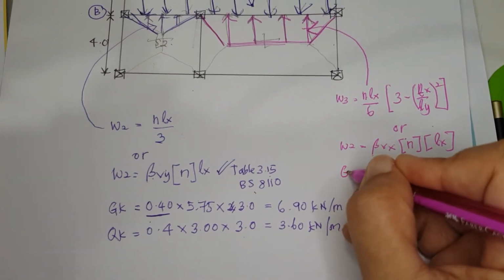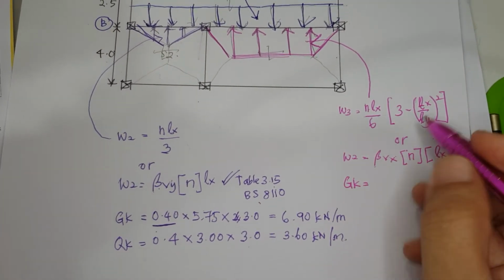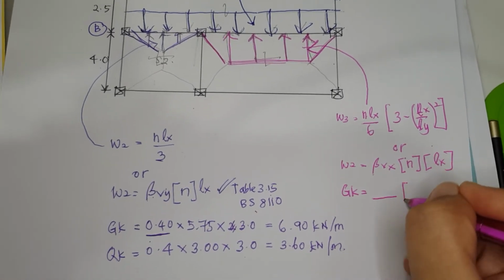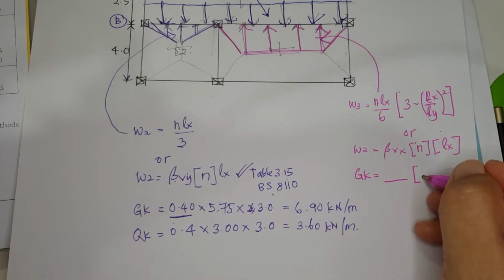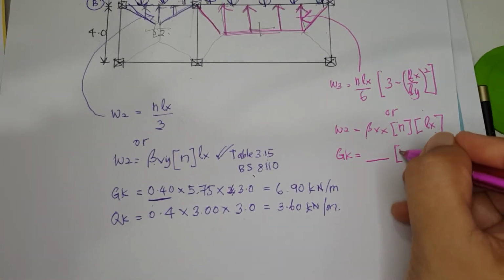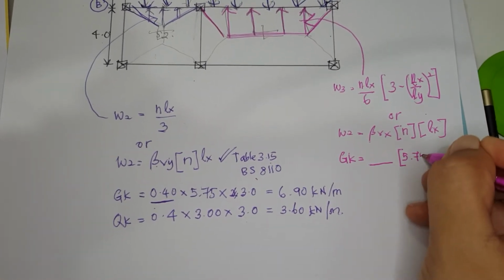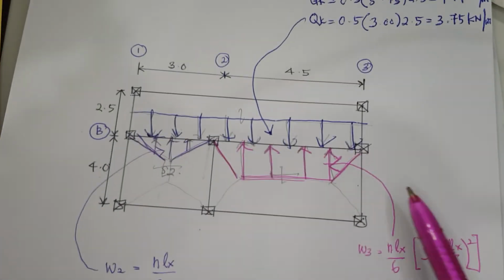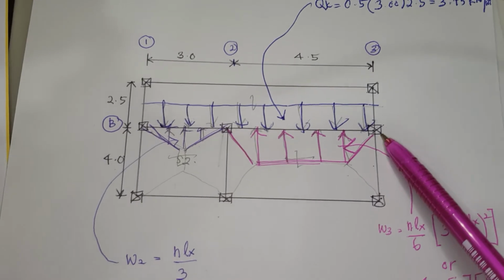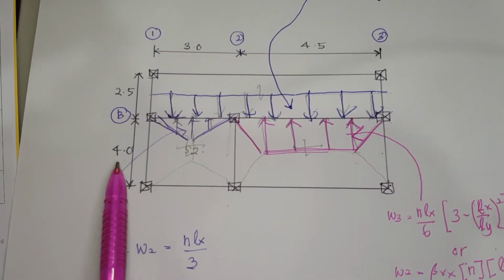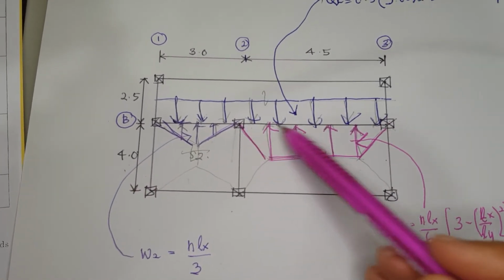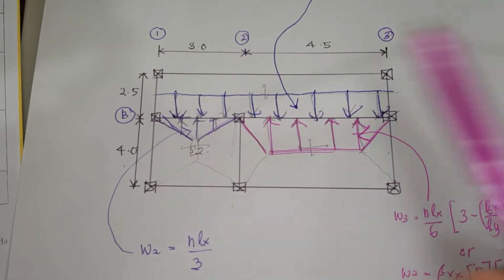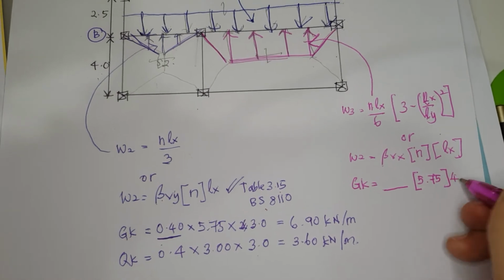So GK for slab number 3 is beta Vx, later we look at this, multiply with the load. The load for GK we calculated earlier is 5.75. And Lx for slab number 3, so here is 4, and this H is 4.5. So our Lx is 4. So multiply with 4.